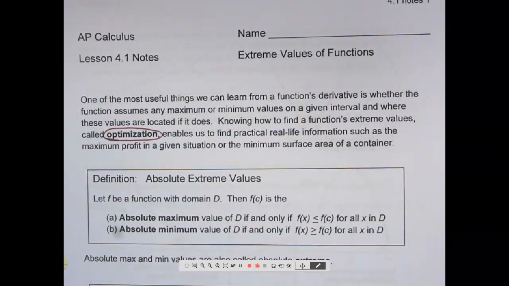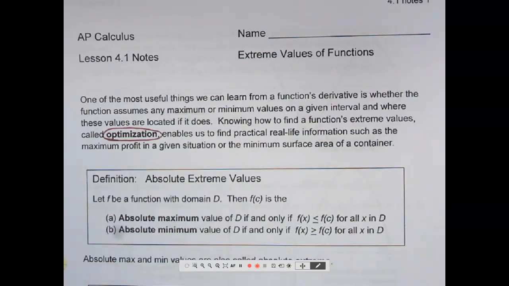So the last chapter was all about how do we take derivatives. Now this chapter is all about what can they be used for. And optimization is one of the biggies that we use calculus for.